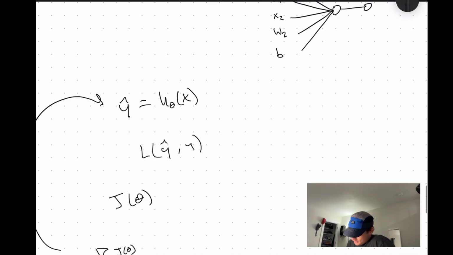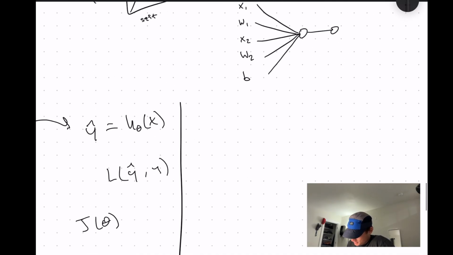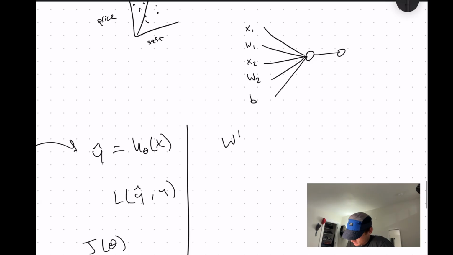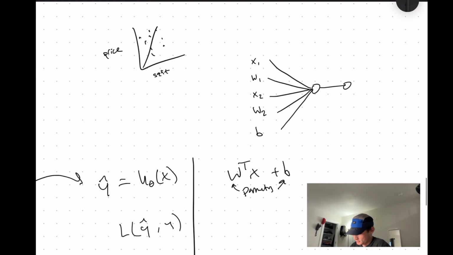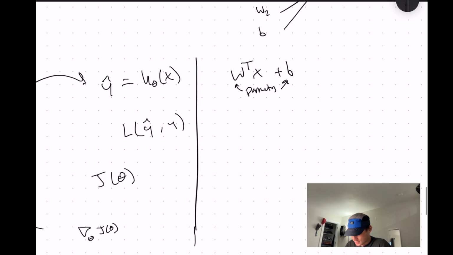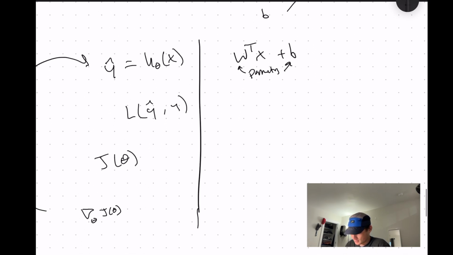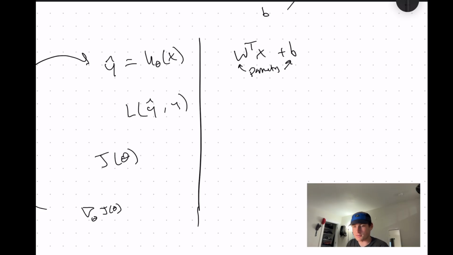Okay, so for linear regression, this prediction is just, right, where these are the parameters. So different parameters give you different types of lines that you can draw. So you want to find the line that minimizes the loss. And so now we need to find the loss.